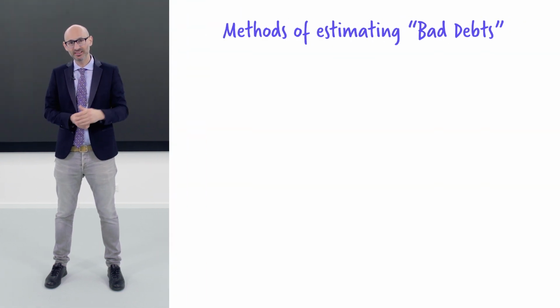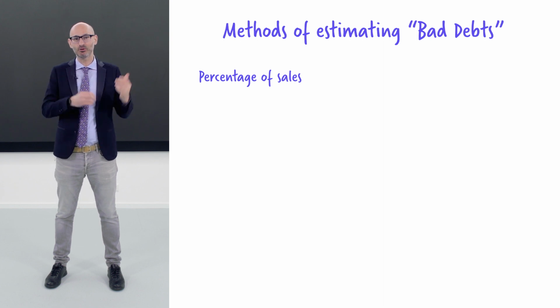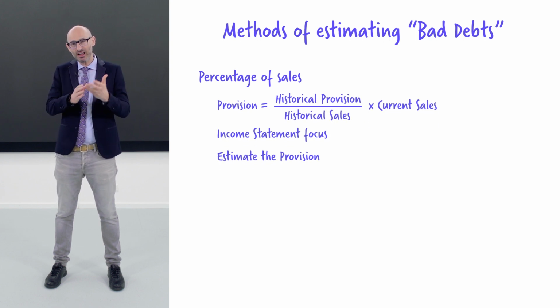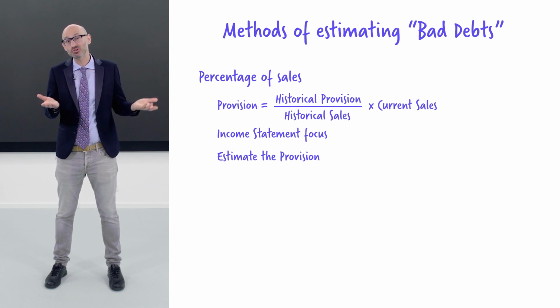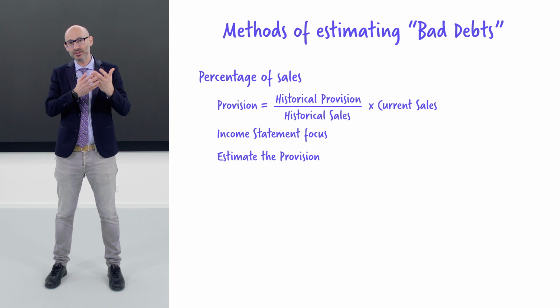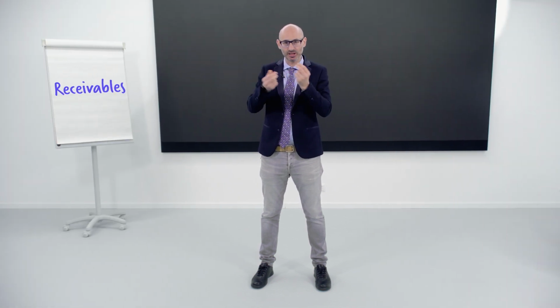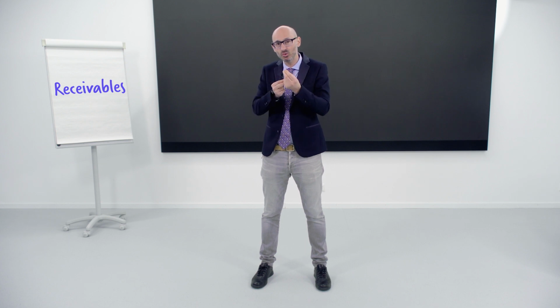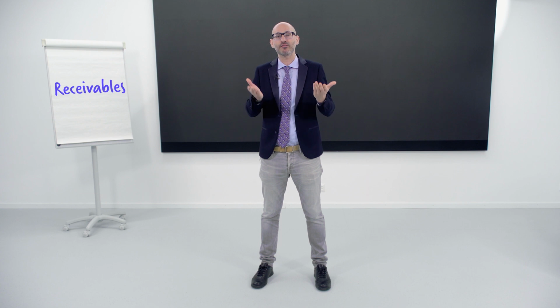One way to do it is the percentage of sales method, which is what we did in the slide before. If historically 5% of customers do not pay, use 5% this year also. Take the historical figure and apply it today. Use your judgment to do some adjustments. If the economy is worse, then apply a 6% rate rather than the usual historical 5%.